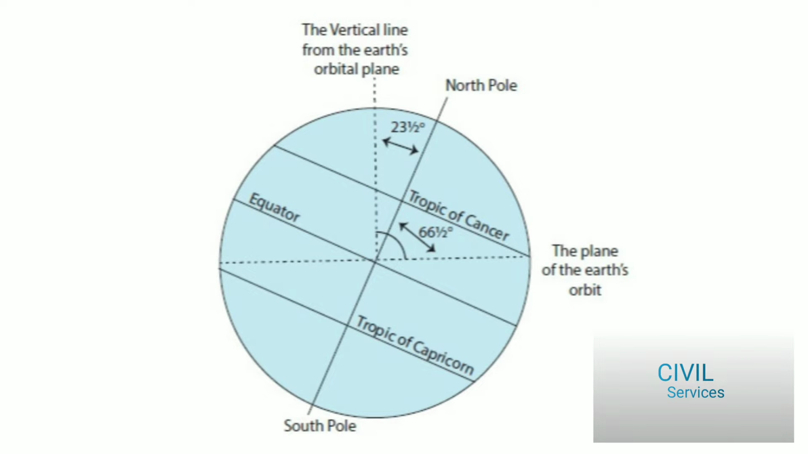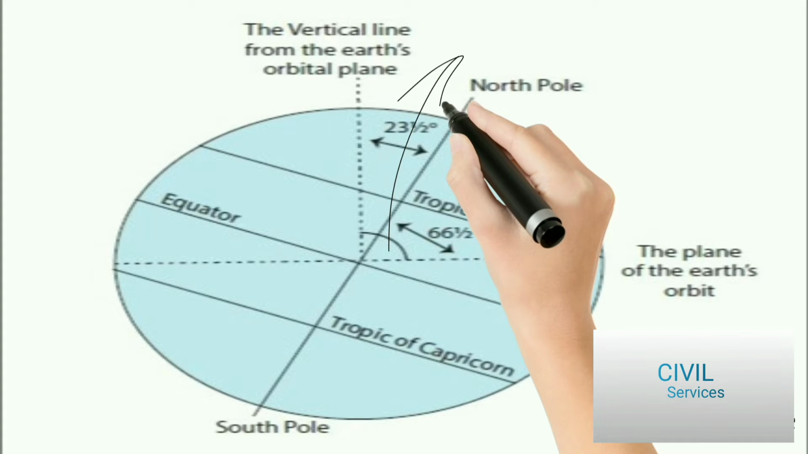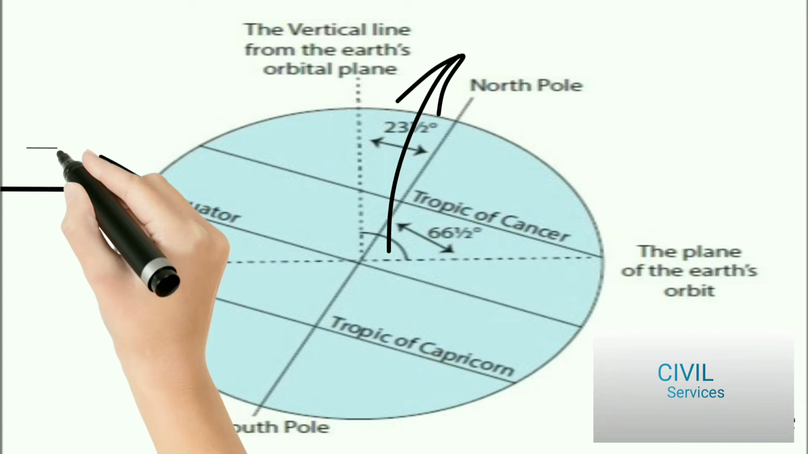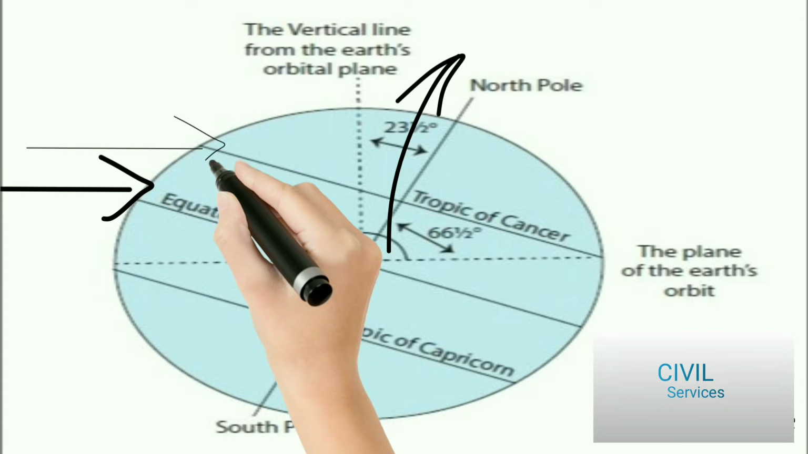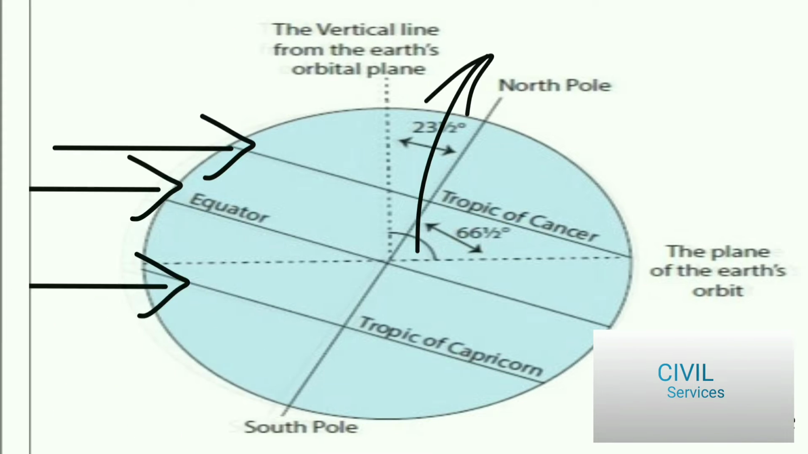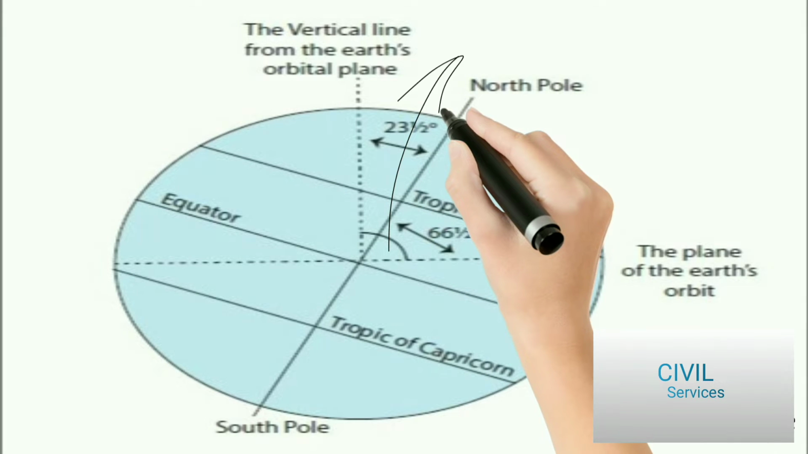In addition to this, there is an imaginary line making an angle of 66.5 degrees with its orbital plane. So here you can see this is the angle of 66.5 degrees which it makes with the orbital plane. This is the Tropic of Cancer, here it is the equator, and here it is the Tropic of Capricorn. So clearly we can see that this angle is known as the 66.5 degrees angle. So this is all about rotation.